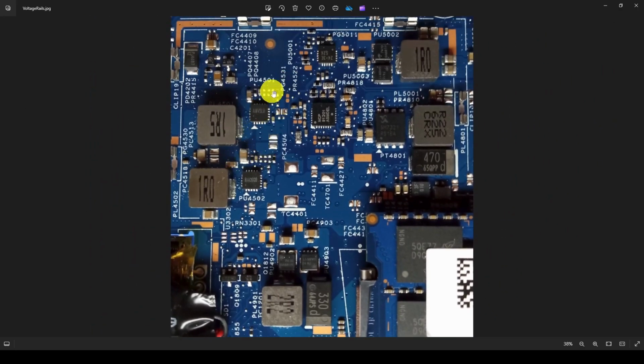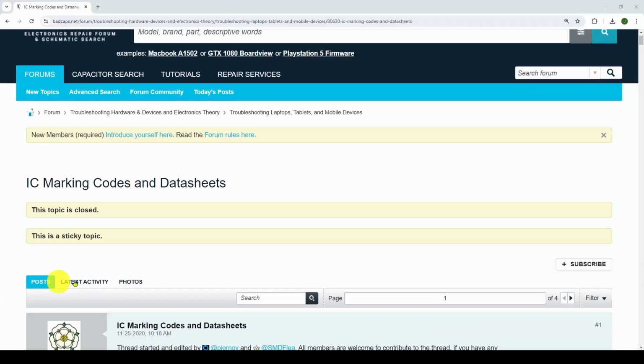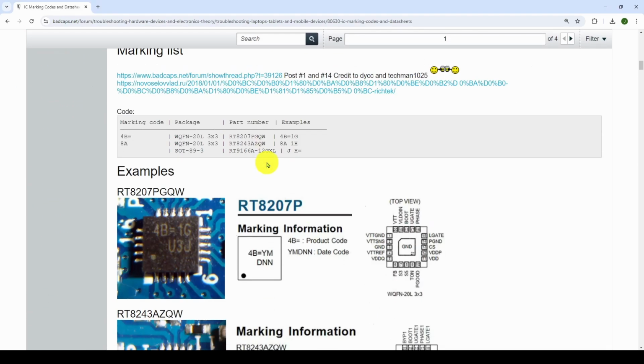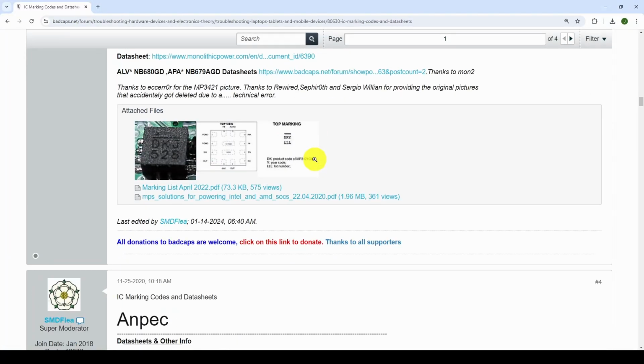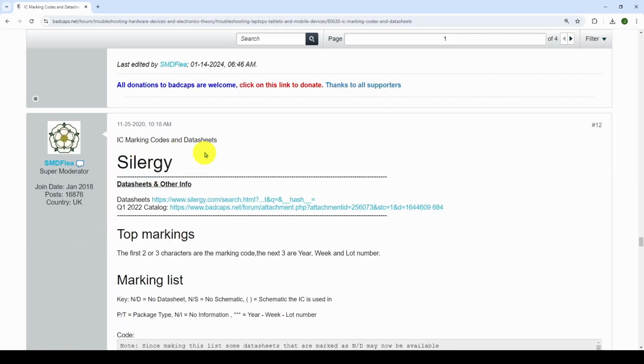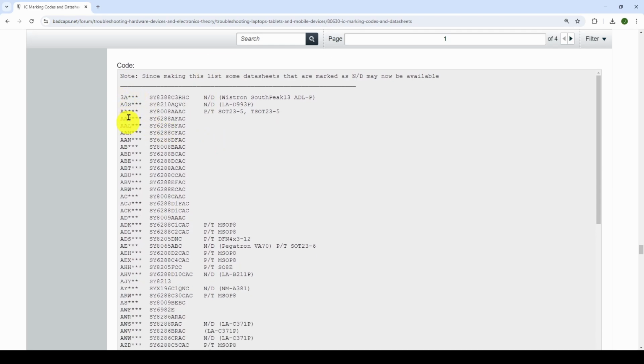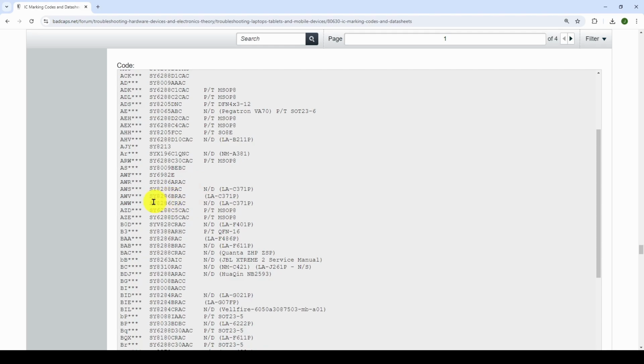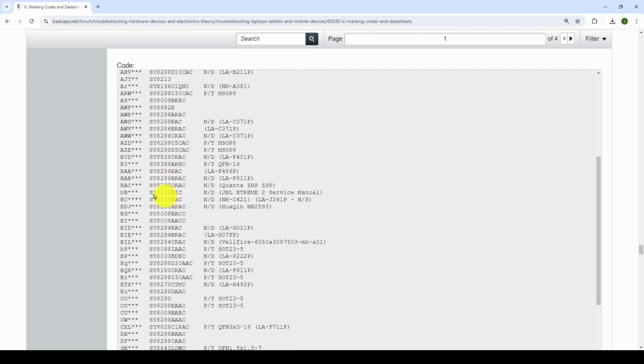And we're going to use a resource we talked about previously, which is the badcaps.net forum. Here is badcaps.net we talked about before. We're going to scroll down and see if we can find anything that looks a little bit like those ICs we showed before. When you get to the Silergy section, you can see here's all the codes. And we had AWV and BAC. And it turns out if you go down to AWV, it's a Silergy SY8286, and the BAC is a Silergy SY8288.